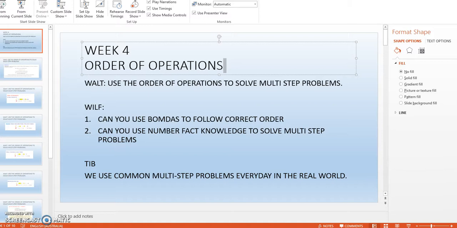We've had a couple of weeks off, but we are back into the swing of it today. Our lesson today is all about the order of operations. I'm really excited about it. We started this in term 1. We're going to be continuing and expanding on it right here today.